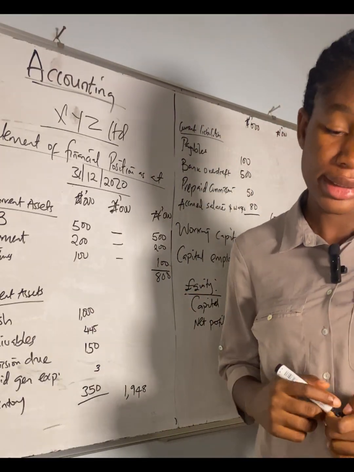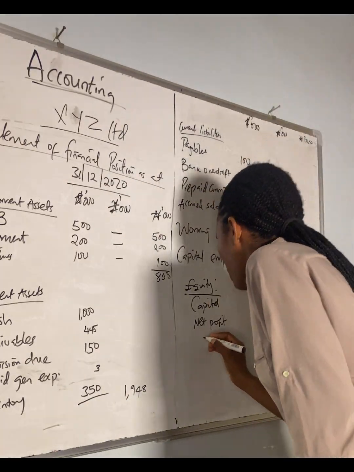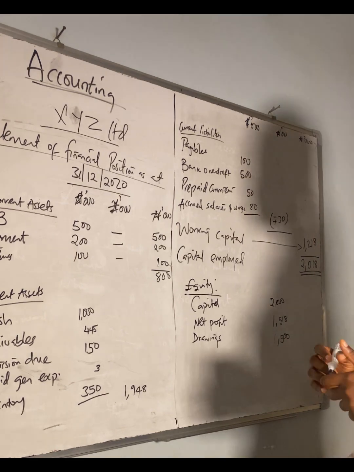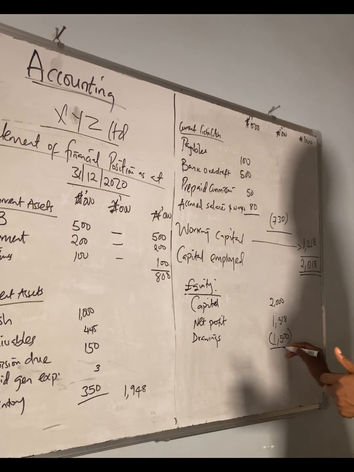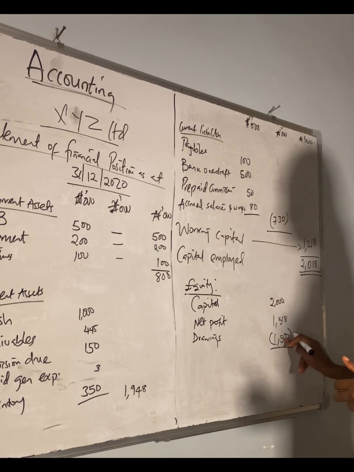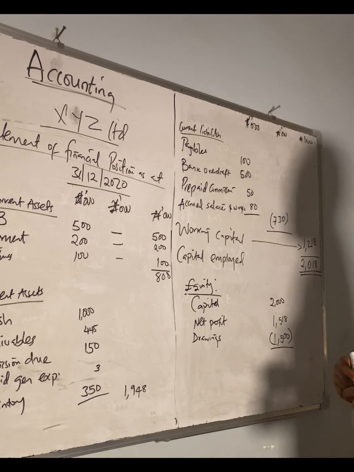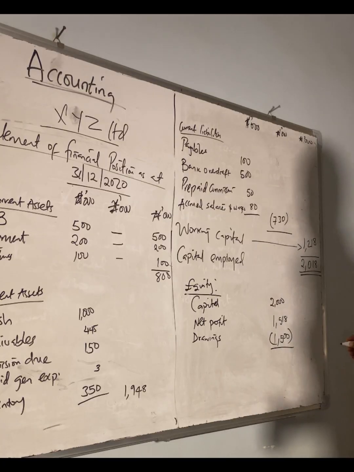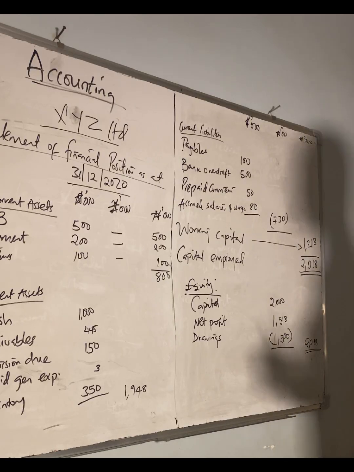Drawings is given here to be 1,500,000. So we have to less drawings, right? So don't forget, we're not adding drawings, we're lessing drawings. We're adding capital and the net profit, and of course we are lessing the drawings. So we have 2,000,000 plus this and then minus this to give us 2,018,000. All right, so we're going to be having the same amount.